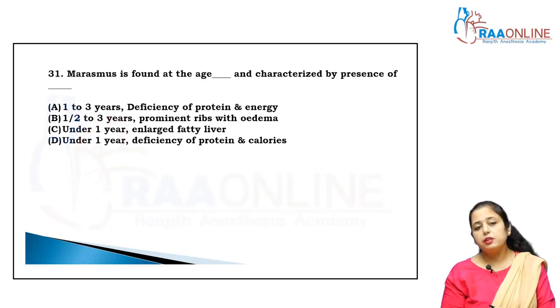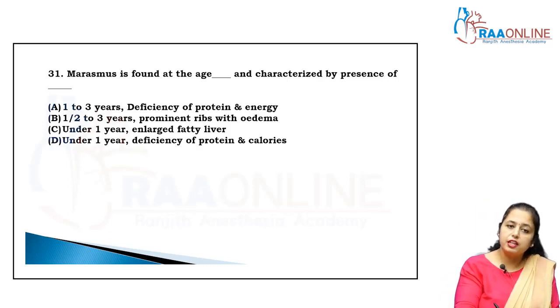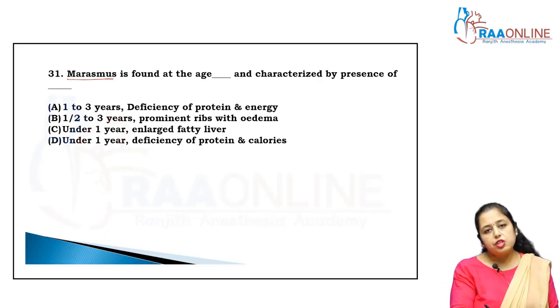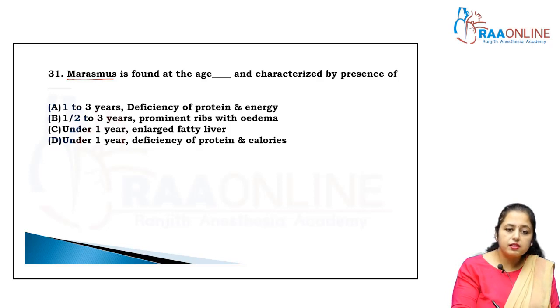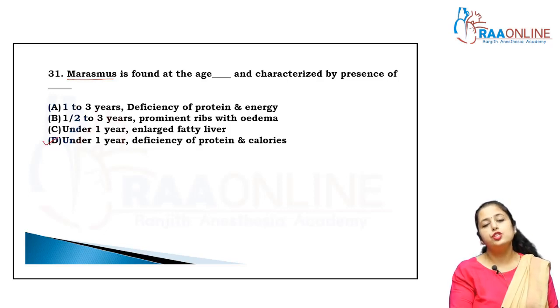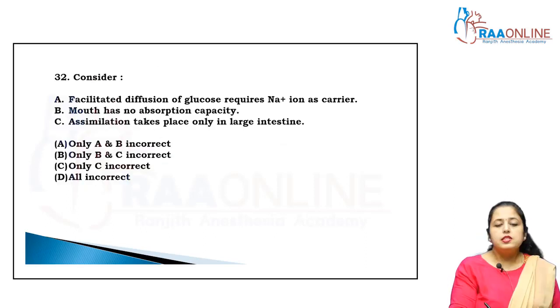Because it's the question related with marasmus, that is related with the carbohydrate and the protein, right? That means the energy, protein, or the proteins and the calories. So the correct answer is under 1 year, deficiency of protein and the calories. Clear? Now come to question 32.